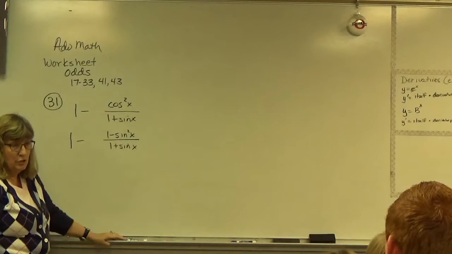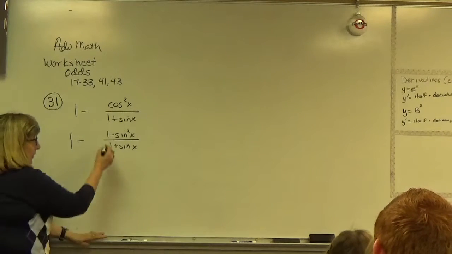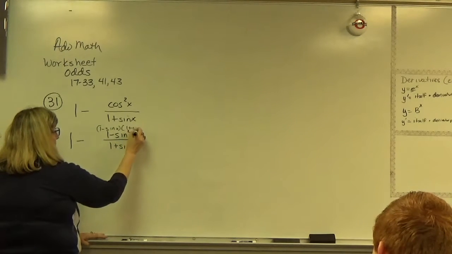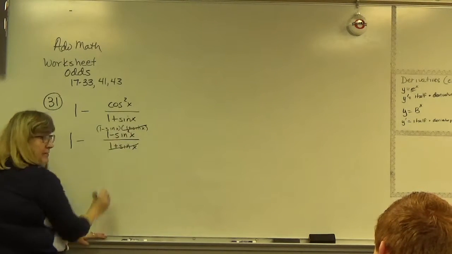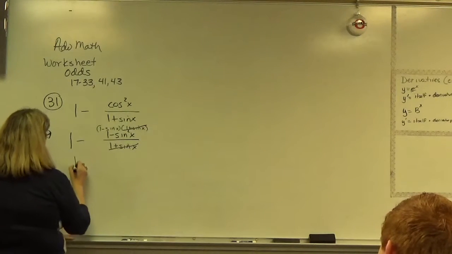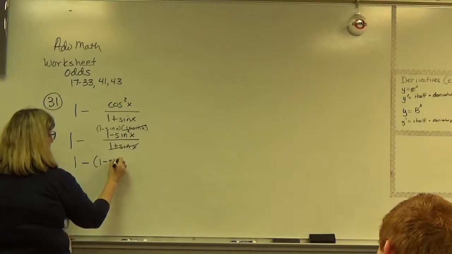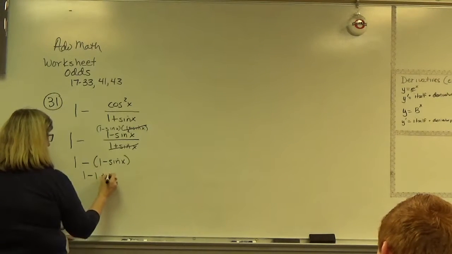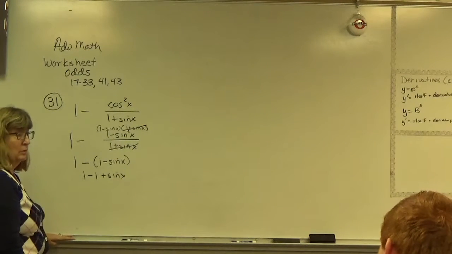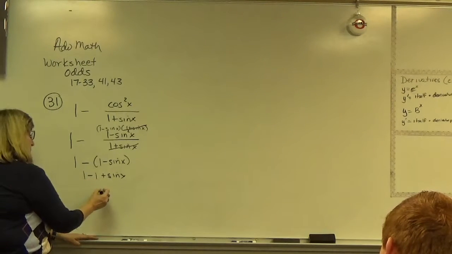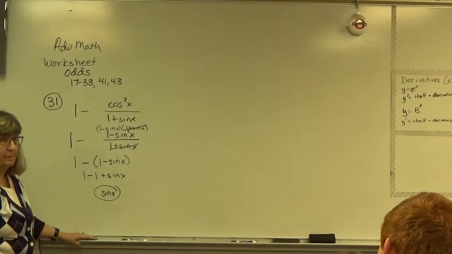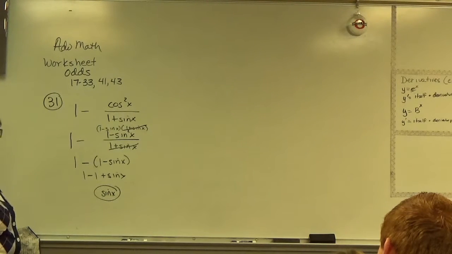Now, what can I do with 1 minus sine squared? It's the difference of two squares, right? So can I factor that? 1 minus sine, 1 plus sine. So now that cancels, doesn't it? So what do I have left? 1 minus sine. So that's 1 minus 1 plus sine when I distribute by the negative. So what do we end up with? Now, personally, that's the way I would have done it.